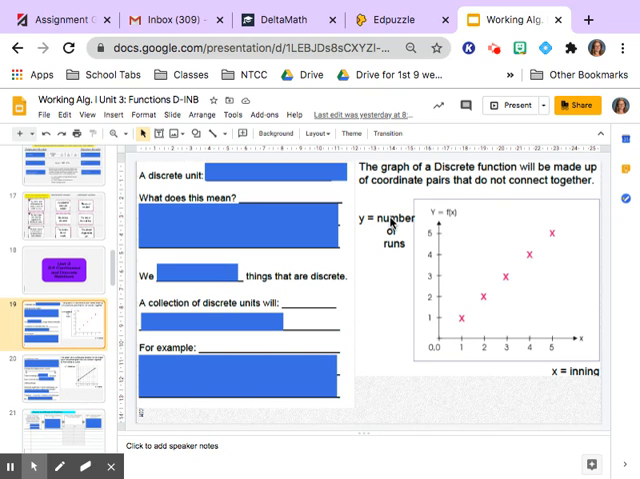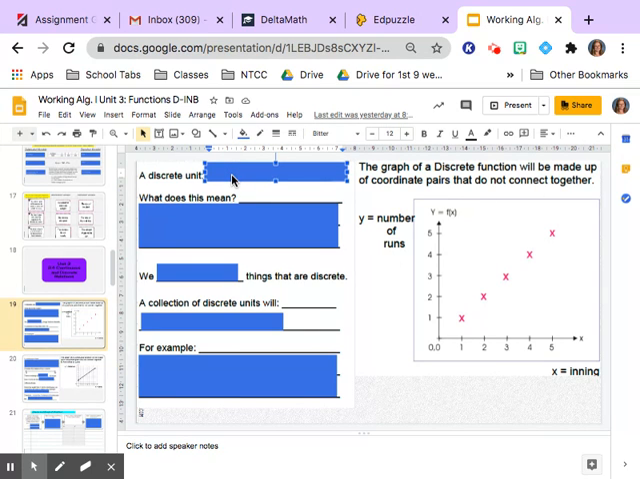You can have 2 runs, you can have 3 runs, but if at the end of the inning somebody is on third base, does that count toward anything? No. So we just have whole number runs. You can't have a point that is right here at 2 innings, 1.5 runs. Can't happen. So this is called a discrete function. A discrete unit is indivisible.